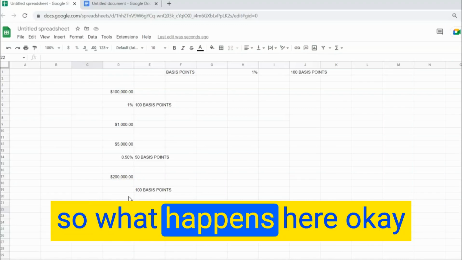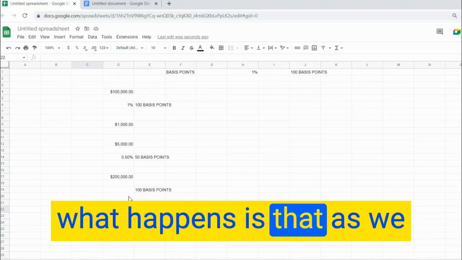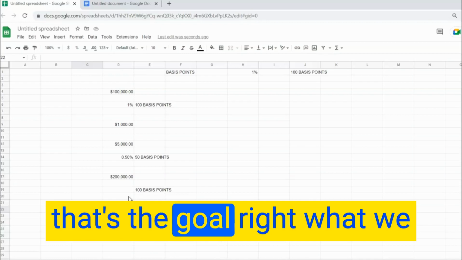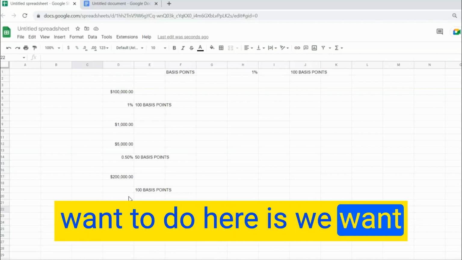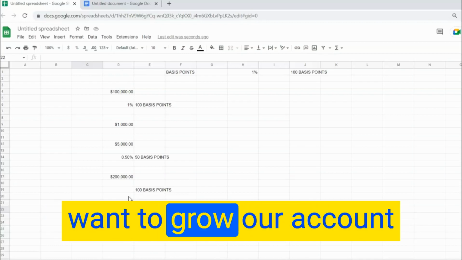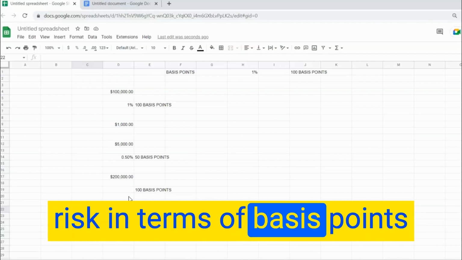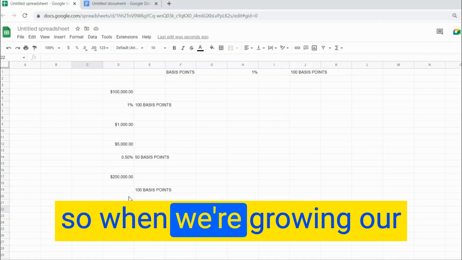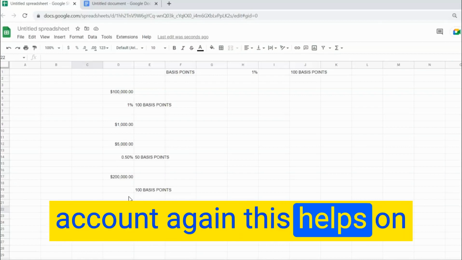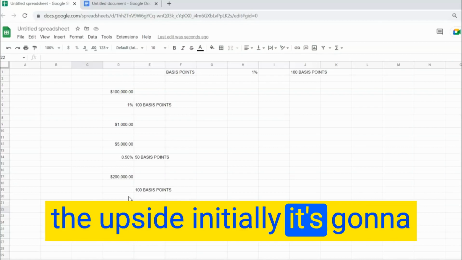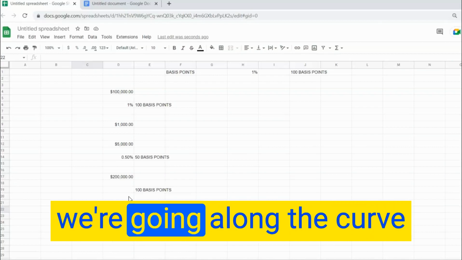So what happens is that as we grow our account, because that's the goal, right? We want to build our account. We want to grow our account. And we want to look at our risk in terms of basis points. So when we're growing our account, again, this helps on the upside. Initially, it's going to help on the downside as we're going along the curve.